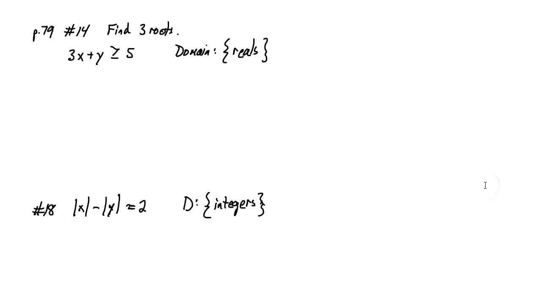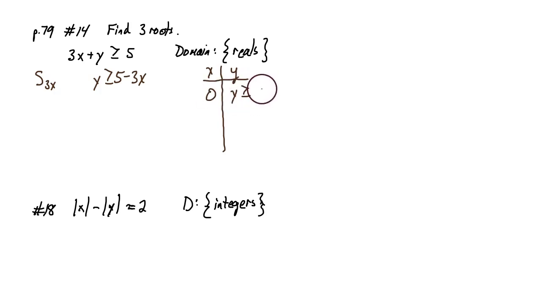On page 79, number 14, we're given an inequality and asked to find three roots. Let's solve for y by subtracting 3x from both sides, and make a two-column table to help us organize our roots. We're told to use real numbers for the domain, so one real number that's easy to use is 0. Filling in 0, this makes y is greater than or equal to 5 minus 3 times 0, which is the same thing as y is greater than or equal to 5.